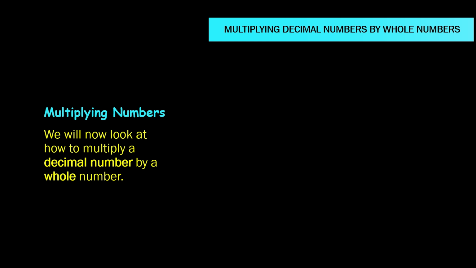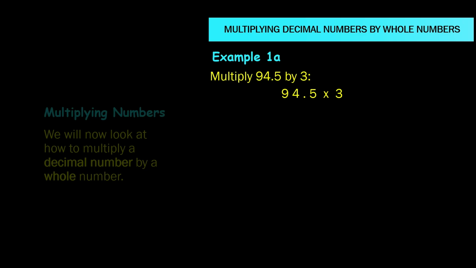We will now look at how to multiply a decimal number by a whole number. Let's consider how to multiply 94.5 by 3. From what we have just learnt, 94.5 can be written as 945 divided by 10. 945 multiplied by 3 equals 2,835. Finally, dividing this value by 10 gives us 283.5.